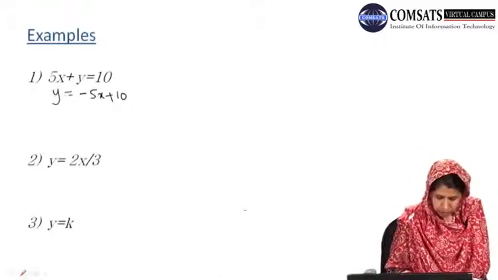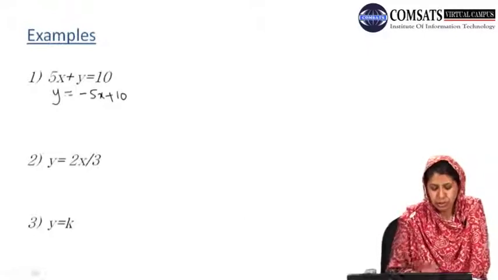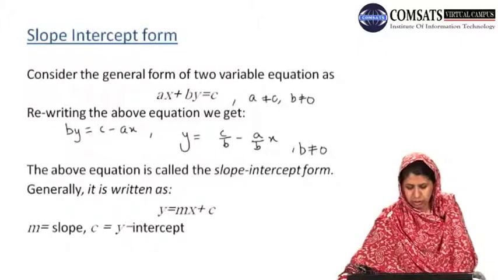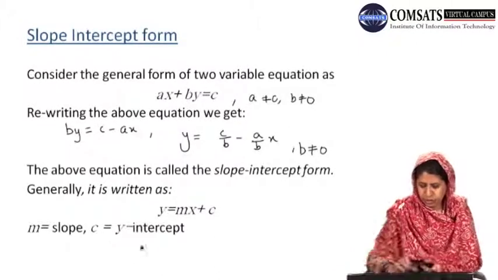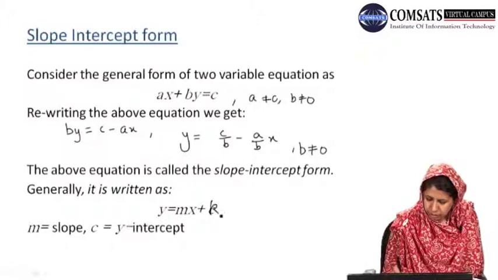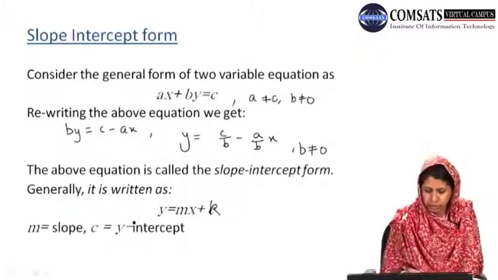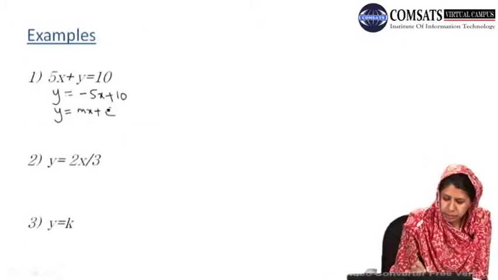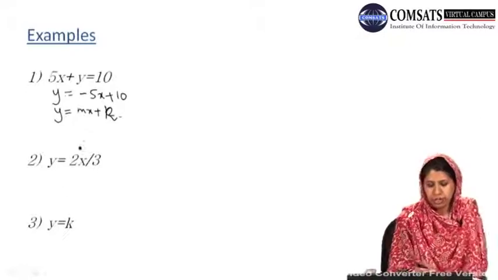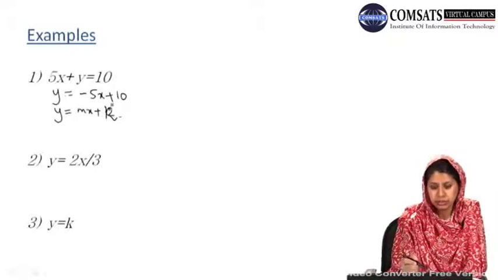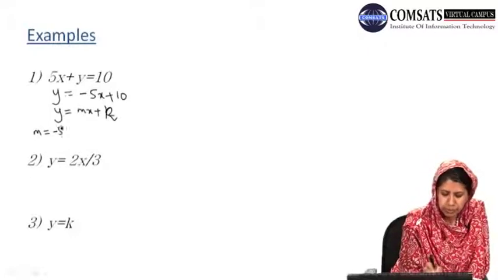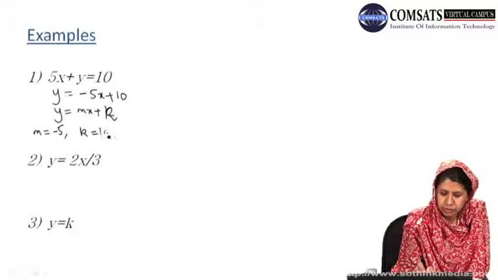So now our given equation is in the general form, which is y equals mx plus c, or we can call it k to avoid confusion with c in the equation of the line. So y equals mx plus k. Now if we compare our given equation with the standard one, what we get, m equals minus 5 and k equals 10.